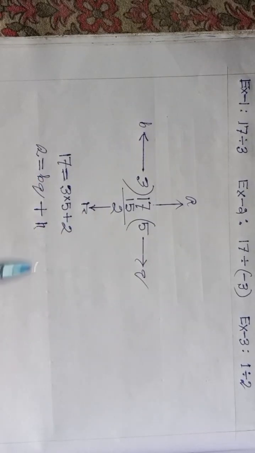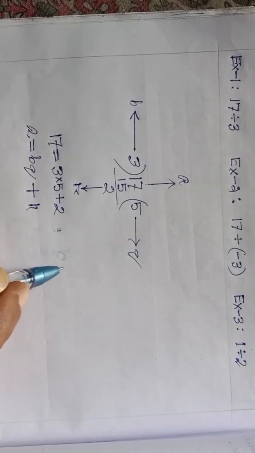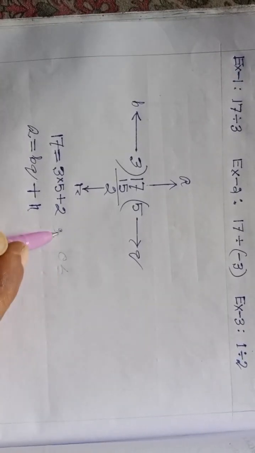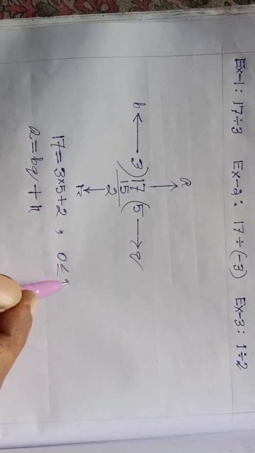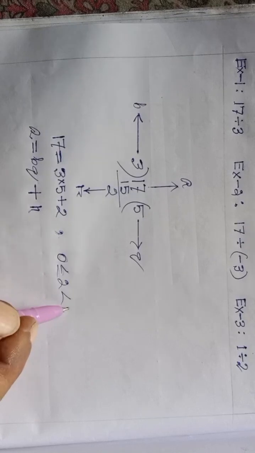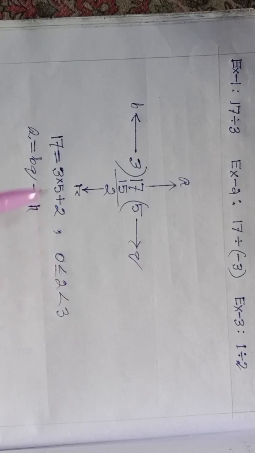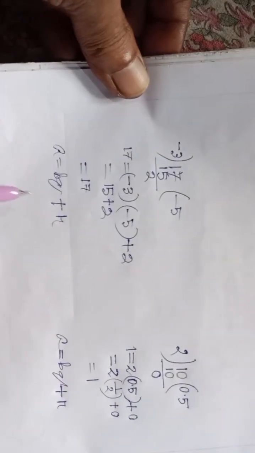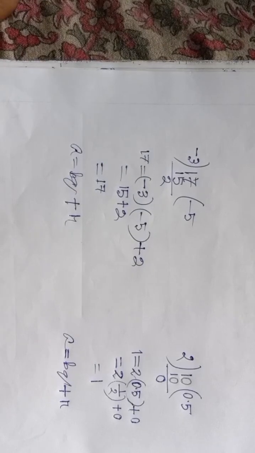such that 0 is less than or equal to 2 but less than 3. You see that 3 was the divisor B, less than B, but 2 is greater than 0. It is satisfying. So next cases, see that here it does not satisfy this relationship.